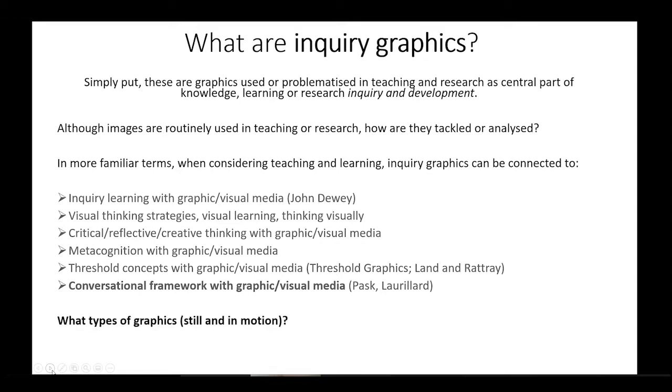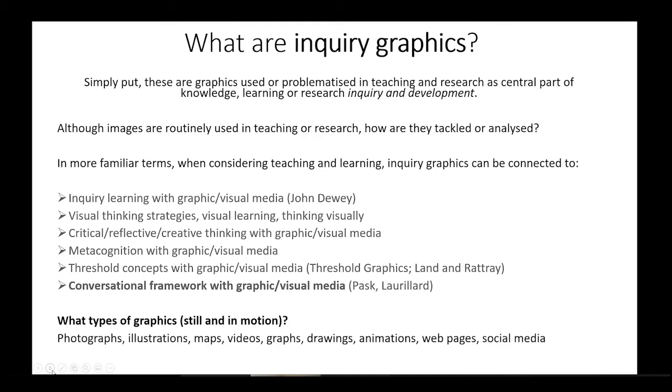So what types of graphics are we talking about? We're talking about graphics that are still and also in motion. Some examples: photographs, illustrations, maps, videos, graphs, drawings, animation, web pages, social media. Today, I would like to focus on photographs, but you may wish to think about these different types of graphics. And of course, some types of graphics would be more suitable for particular analysis than others. That is also quite expected.